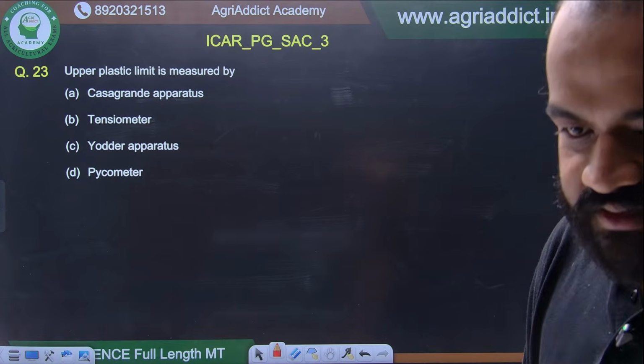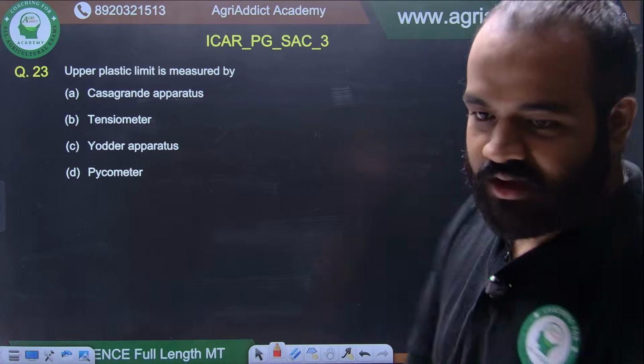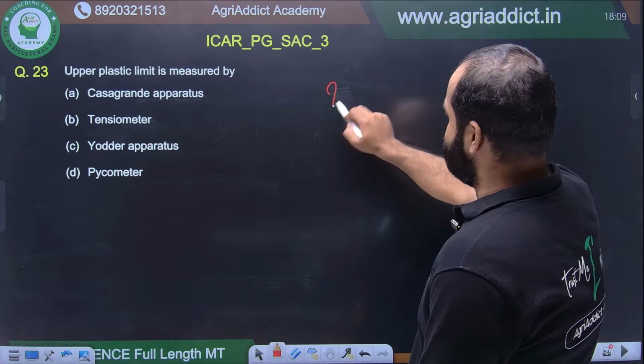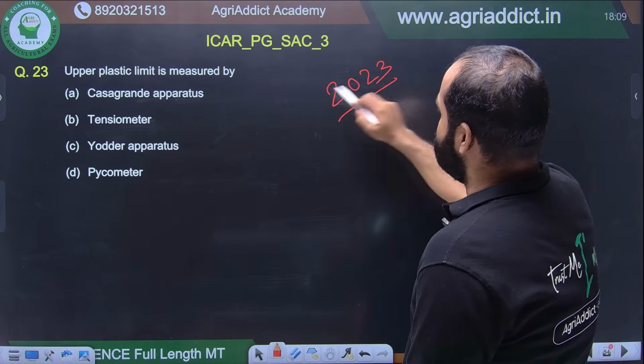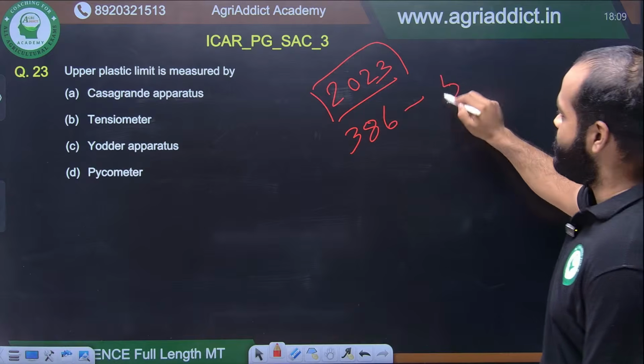Richard is the modern physics father. Sir, how much did you score in JRF? I gave JRF in 2023. My score was 386 and my all India rank was 5.